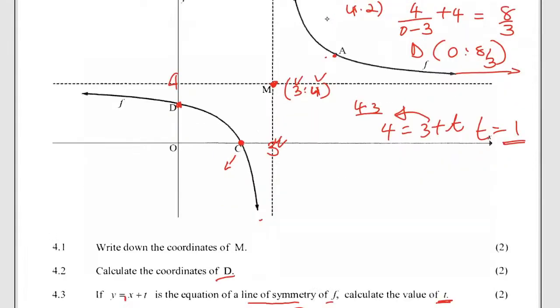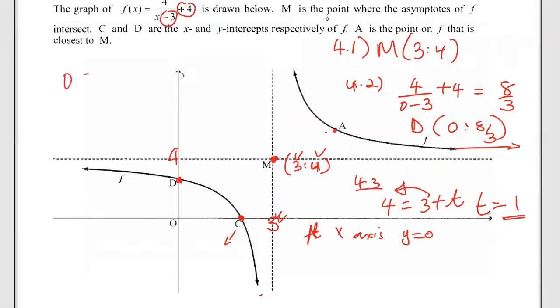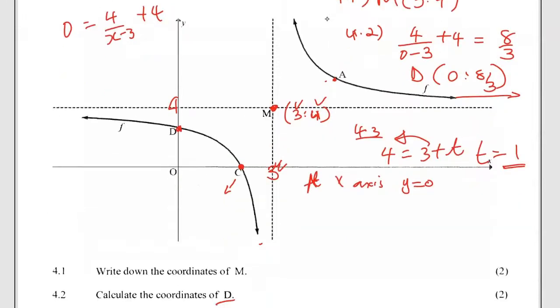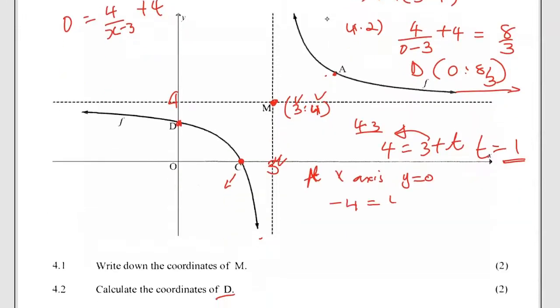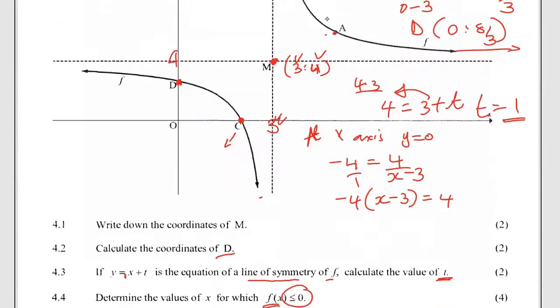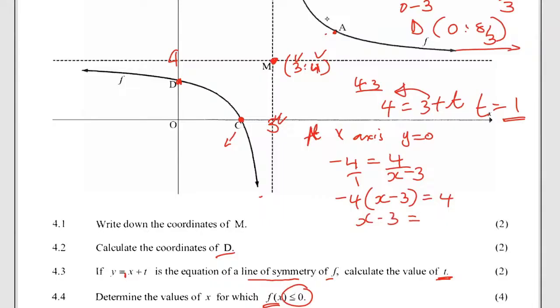And so we're going to say that at the x-axis, y is going to be a 0. Then replace y with a 0, in that 0 is going to be 4 over x minus 3 plus 4. Let's transpose the 4 that side. So negative 4 is equal to 4 over x minus 3. Cross multiply. So negative 4 into x minus 3 to give us a 4. Why don't we just divide by negative 4? So that we know that our x minus 3 is equal to negative 1. And then the x becomes a 2. So meaning that this is a 2.